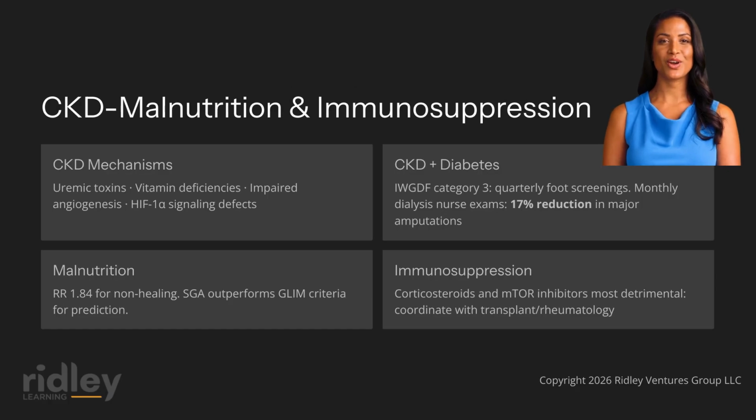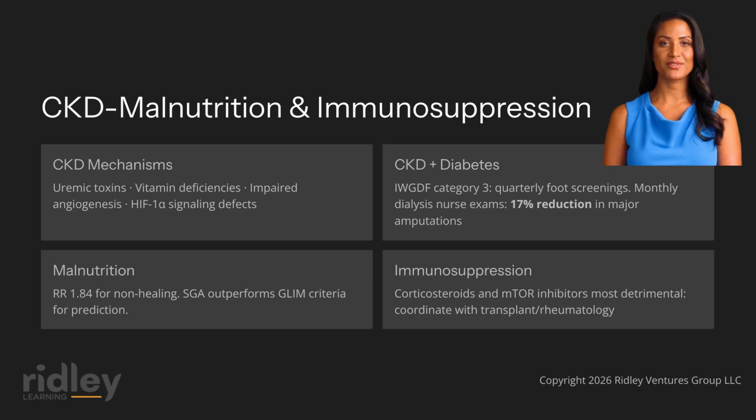Now let's discuss chronic kidney disease, malnutrition, and immunosuppression. Chronic kidney disease substantially impairs wound healing through the accumulation of uremic toxins, vitamin deficiencies, compromised angiogenesis, and impaired hypoxia-inducible factor 1 alpha, or HIF-1 alpha, signaling. Patients with diabetes and chronic kidney disease on dialysis are categorized as high-risk Category 3 by the International Working Group on the Diabetic Foot, requiring quarterly foot screenings.